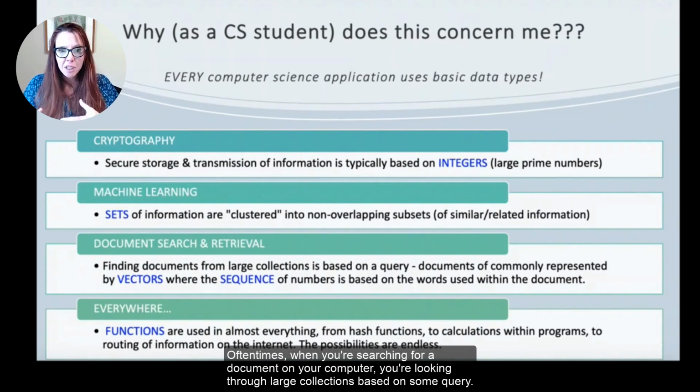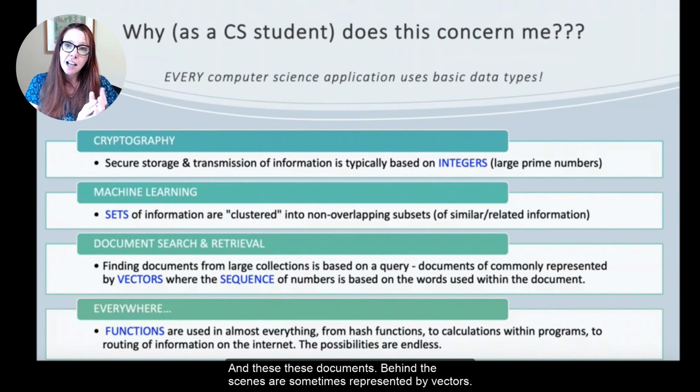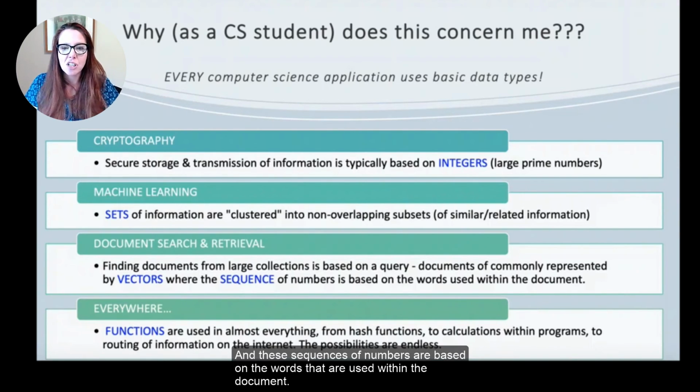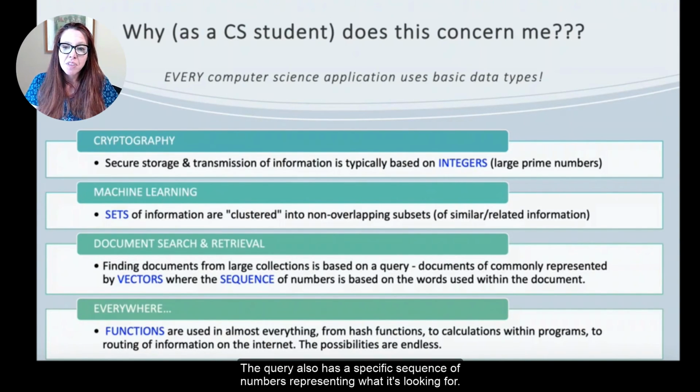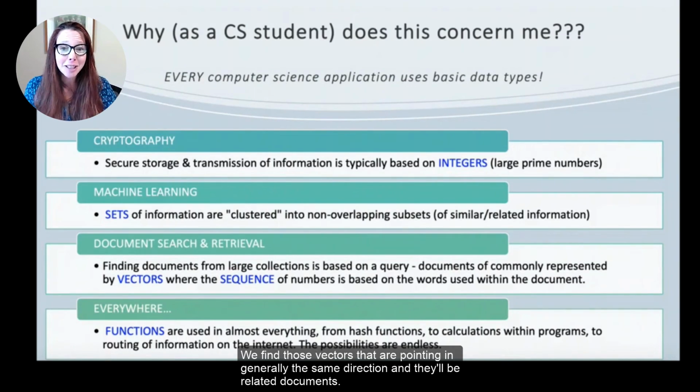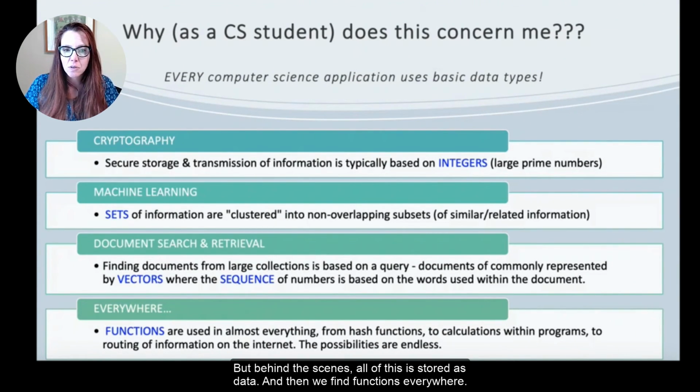Oftentimes when you're searching for a document on your computer, you're looking through large collections based on some query. And these documents behind the scenes are sometimes represented by vectors. Vectors are a sequence of numbers, often modeled as an arrow in a specific direction. And these sequences of numbers are based on the words that are used within the document. The query also has a specific sequence of numbers representing what it's looking for, the words that are being searched for, and it's represented by a vector itself. And we find those vectors that are pointing in generally the same direction, and they'll be related documents. But behind the scenes, all of this is stored as data.